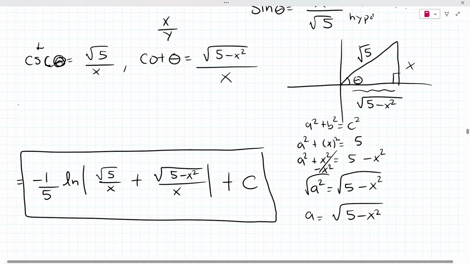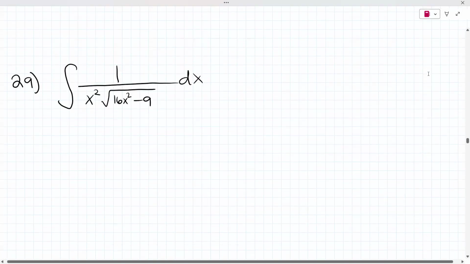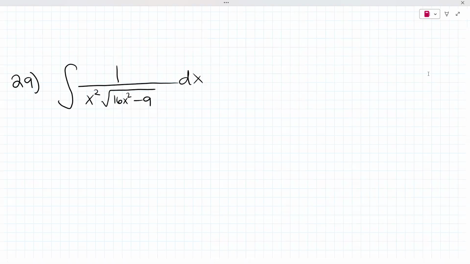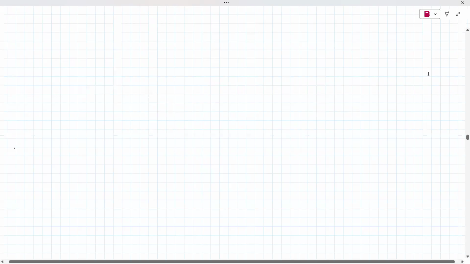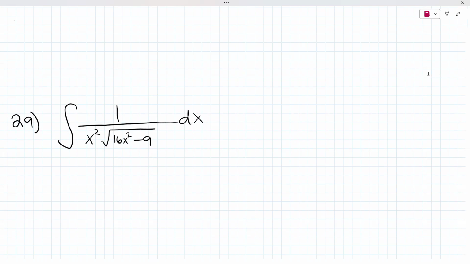Okay, let's move on to 29. 29, we have the integration with no boundaries. Wait, did I put a plus c on the very end? Yes. So 29, there's no boundary. It's 1 over x squared times square root of 16x squared minus 9. So I don't think it's a U substitution. I think it's a trig substitution, right?